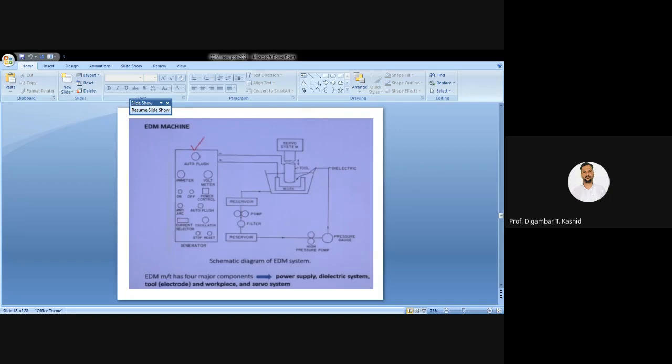Again, it has corrosive properties. Because you are using deionized water, if you are using mild steel, then when you use deionized water as the dielectric fluid, it corrodes your workpiece.